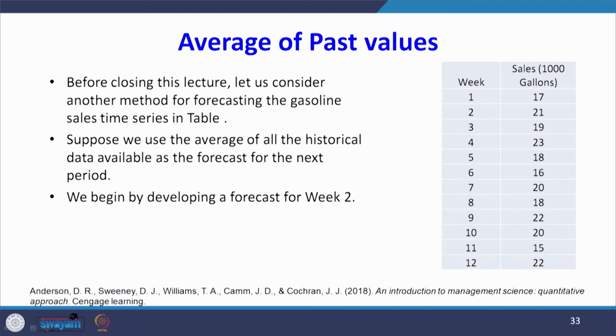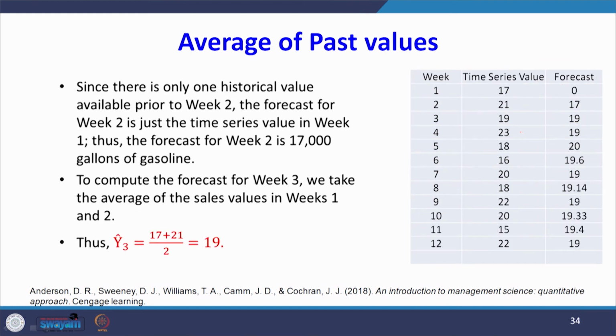Now, I am going to take another type of forecasting method, that is average of past values. So, we begin by developing a forecast for week 2. Since there is only one historical value available prior to week 2 here, the forecast for week 2 is 17,000 gallons of gasoline. To compute the forecast for week 3, we take the average of the sales for weeks 1 and 2. So, that is 17 plus 21 upon 2, it is 19. So, the forecasted value for week 3 is 19.